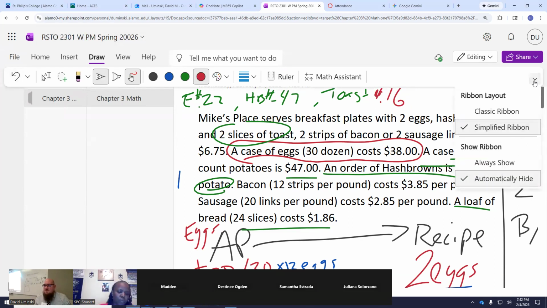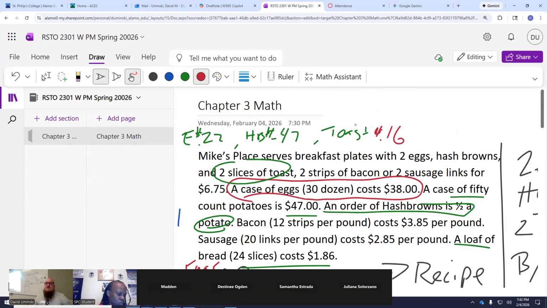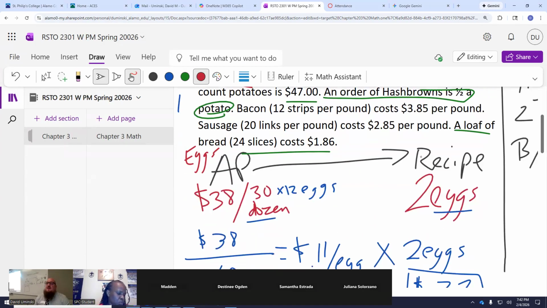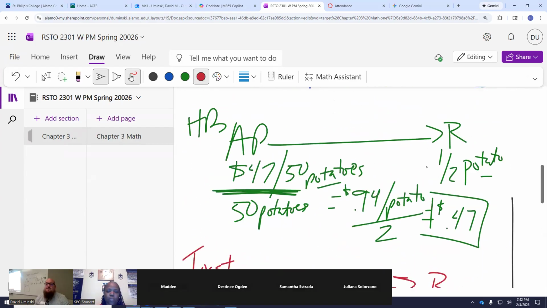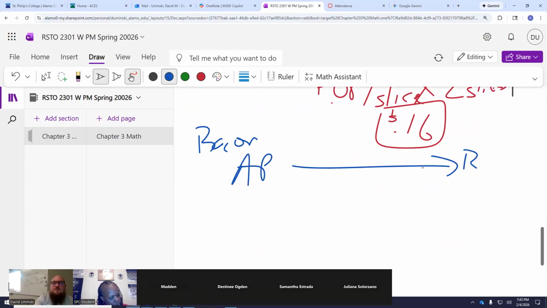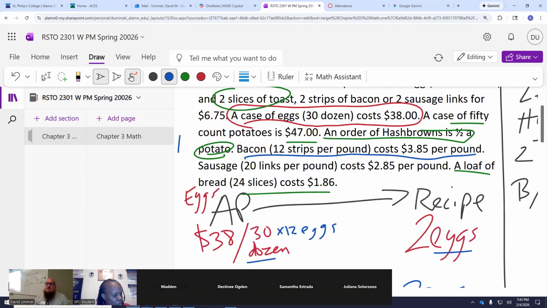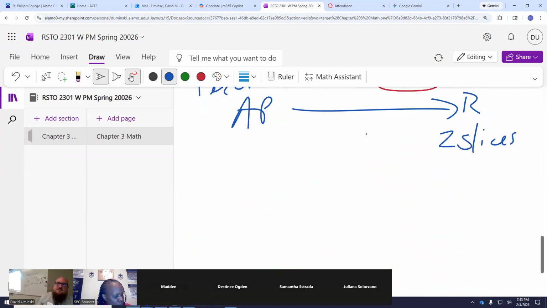There we go. Okay. So the last 2 things are our bacon and our sausage. So bacon, AP to recipe, 2 slices, and our as purchased for bacon is $3.85 per pound, where 1 pound is 12 strips. So $3.85 per 1 pound.